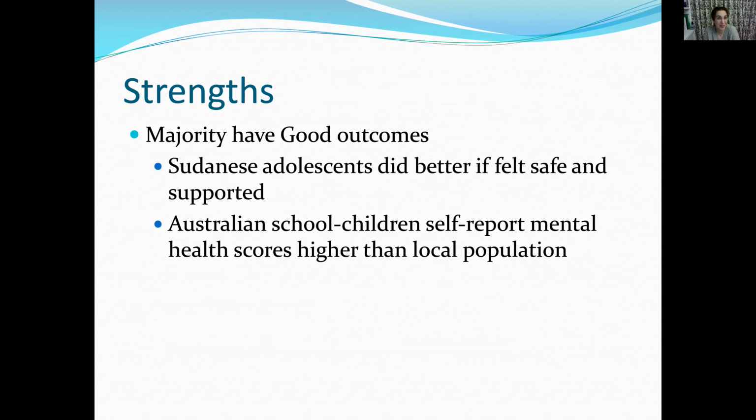But don't forget, the majority have very good outcomes. For example, in the States, Sudanese adolescents did better if they felt safe and supported in their post-migration environment, and Australian refugee school children self-reported mental health scores higher than the local population. So we have to keep in mind this is a highly resilient population, and our task is to assist them as much as possible to do that.